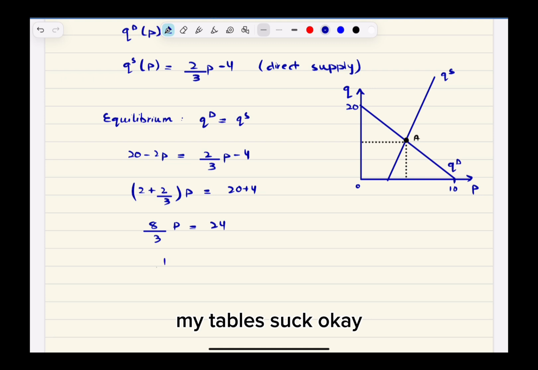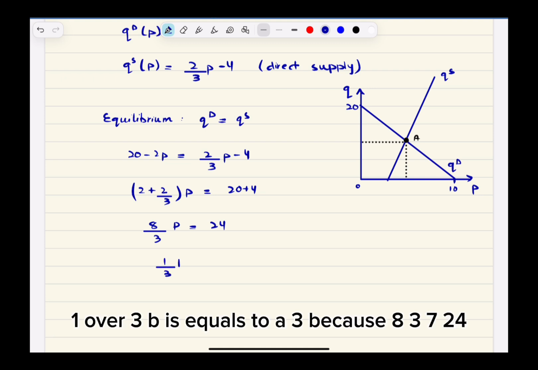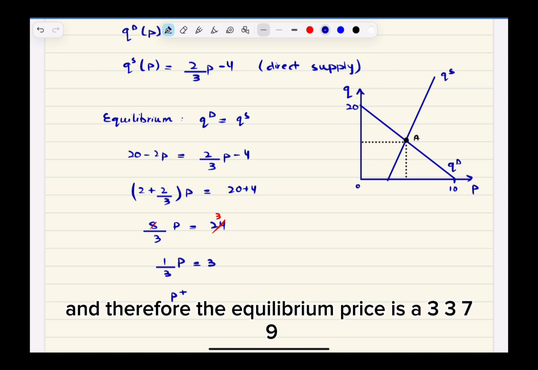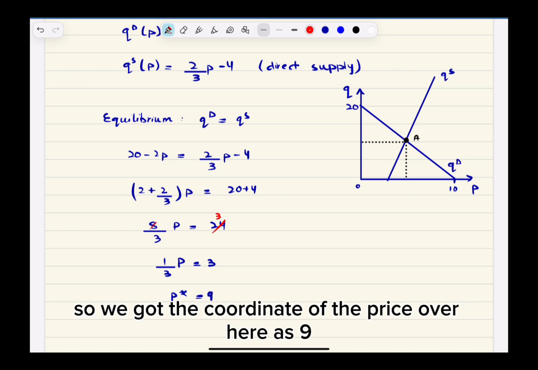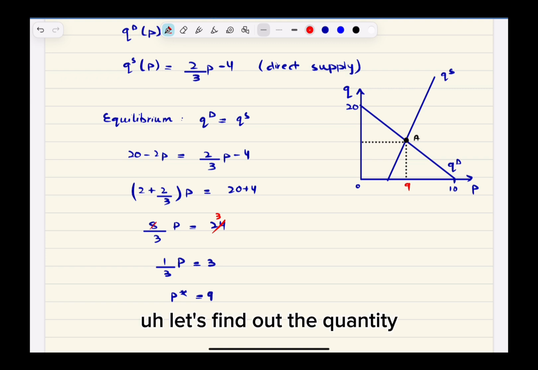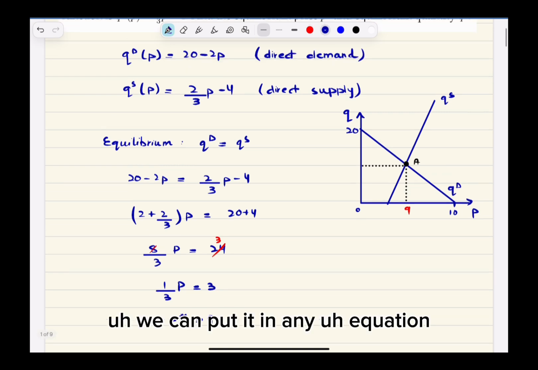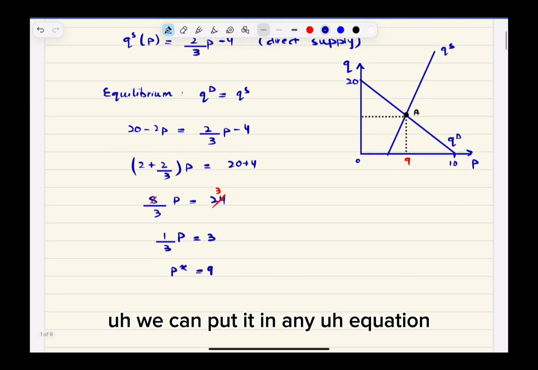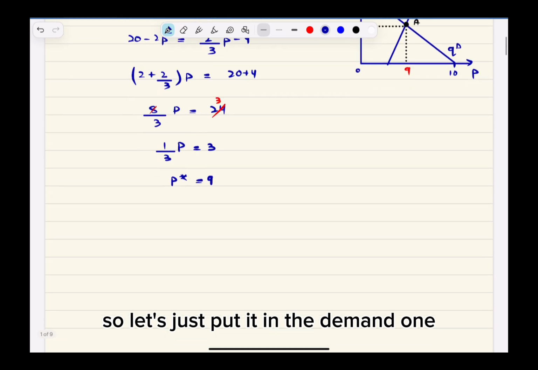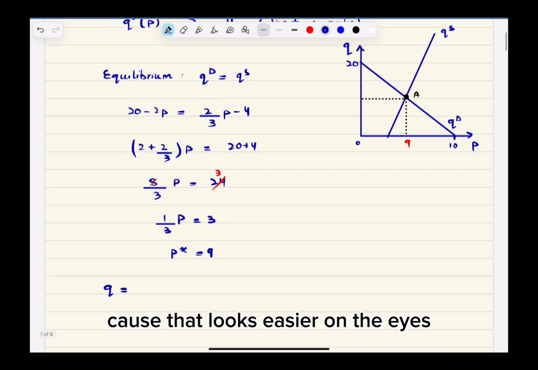Okay, 1 over 3p is equal to 3, because 8 threes are 24, and therefore the equilibrium price is 3 threes are 9. So we got the coordinate of the price over here as 9. Let's find out the quantity. We can put it in any equation, so let's just put it in the demand one, because that looks easier on the eyes.